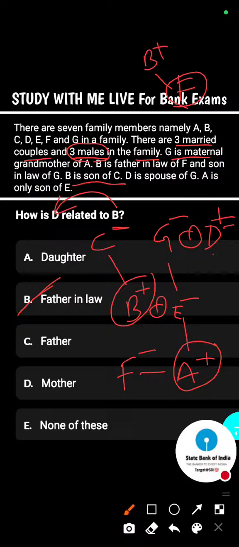Option B, father-in-law. Okay. Please try to remember this blood relation diagram, because the software I am using doesn't make it visible for the next question. So we need to write this diagram of blood relation. Okay, now we are going to see the next question.